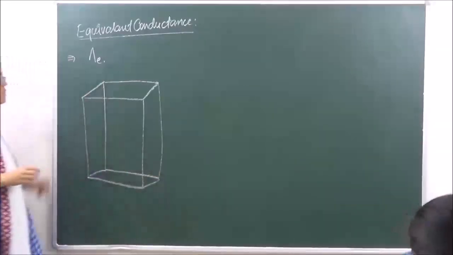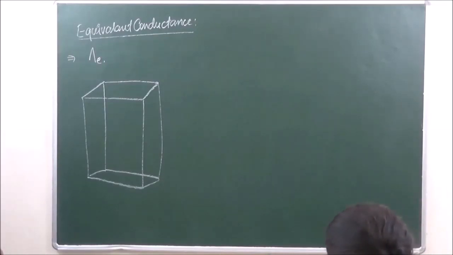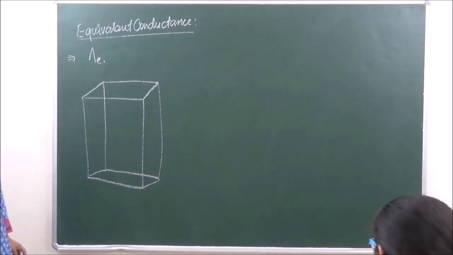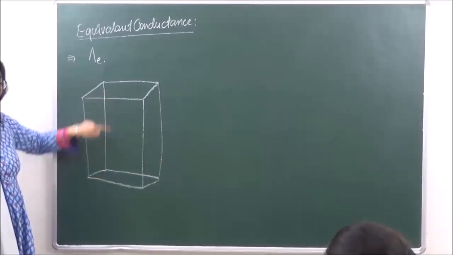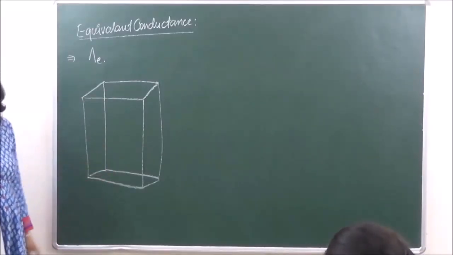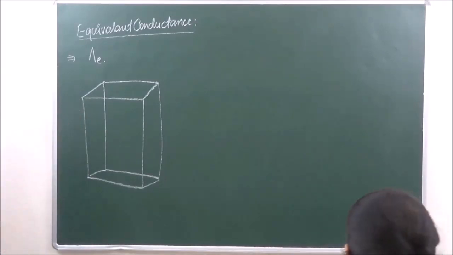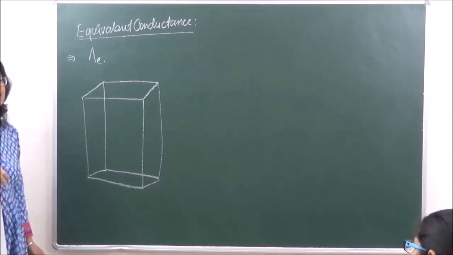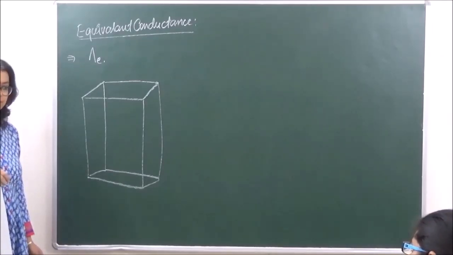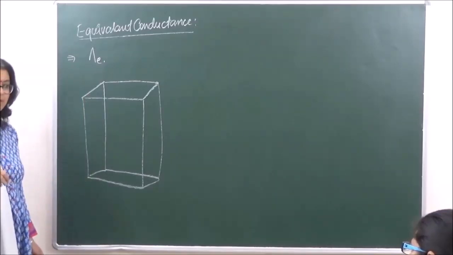Right? So we are taking a cube. Now in this, a rectangular trough, we are taking two metallic electrodes, this and this. Both of these are metallic electrodes. The distance between the two metallic electrodes is exactly 1 centimeter. So the metallic electrodes are 1 centimeter apart.